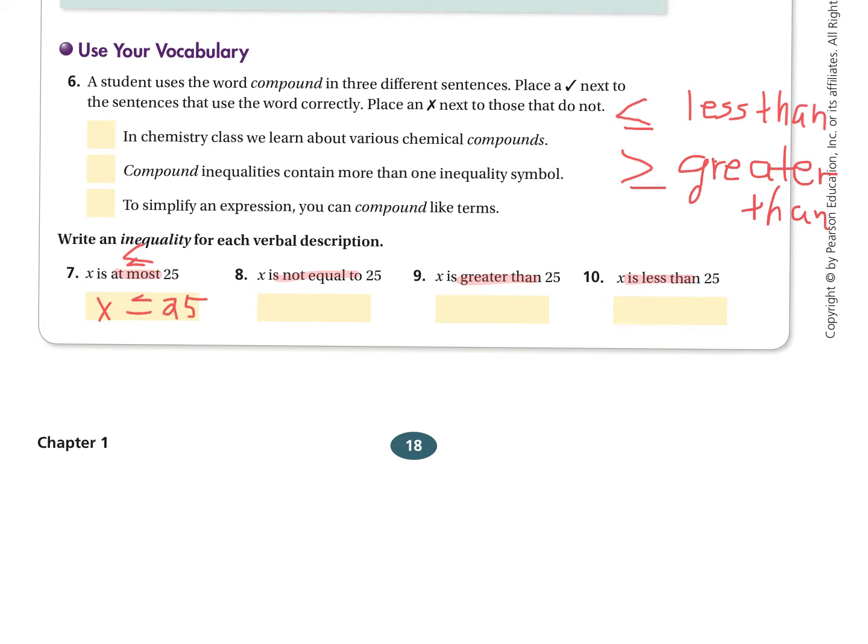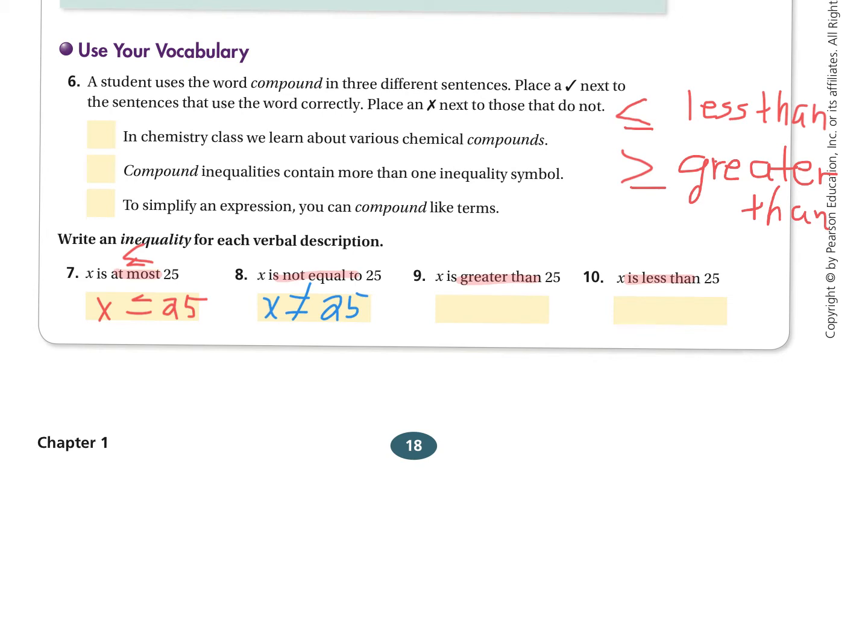Okay, let's look at number 8. X is not equal to 25. So that means that your allowance is not going to equal 25. So this isn't a floor or ceiling question. Your not equal to sign is going to look like this. I like to have that as a diagonal slash. It didn't come out that way, so it should look like that: X is not equal to 25.